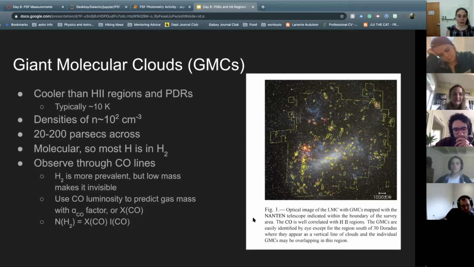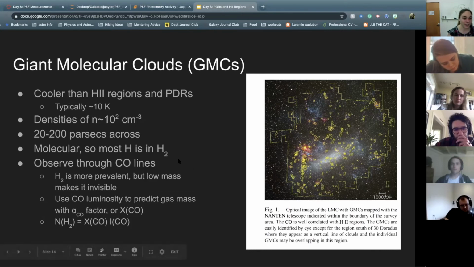They're going to be fairly cool, so cooler than the H2 regions in the PDRs, typically around 10 Kelvin, with densities of around 100 particles per cubic centimeter. They can be pretty big, 20 to 200 parsecs across. So our H2 region that we calculated for the 2 O3 stars was about 10 parsecs. So these are going to be bigger. By definition, again, molecular. So most of the hydrogen is in molecular hydrogen.